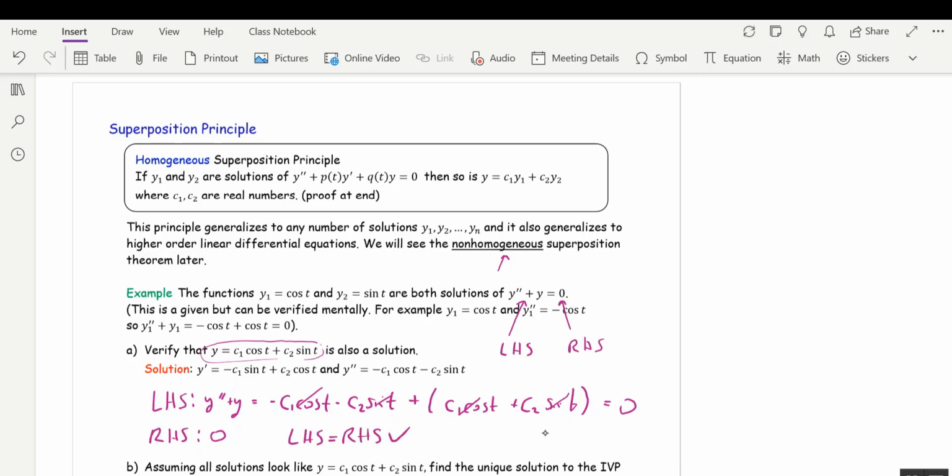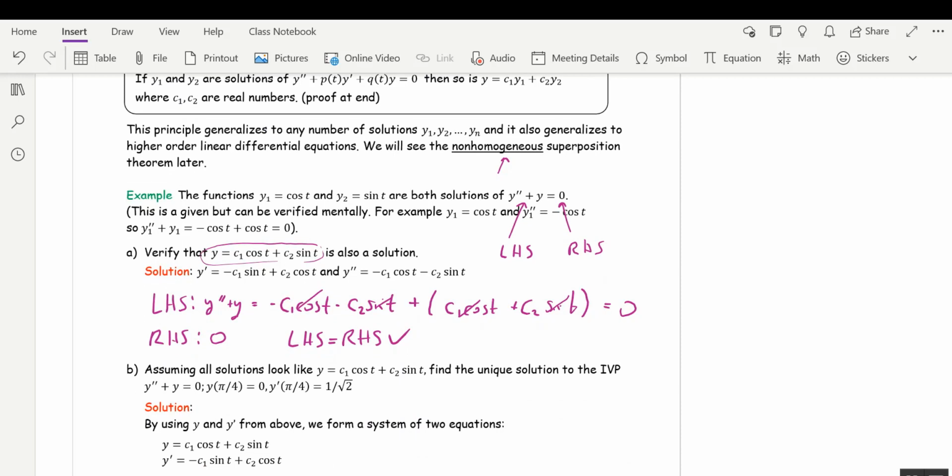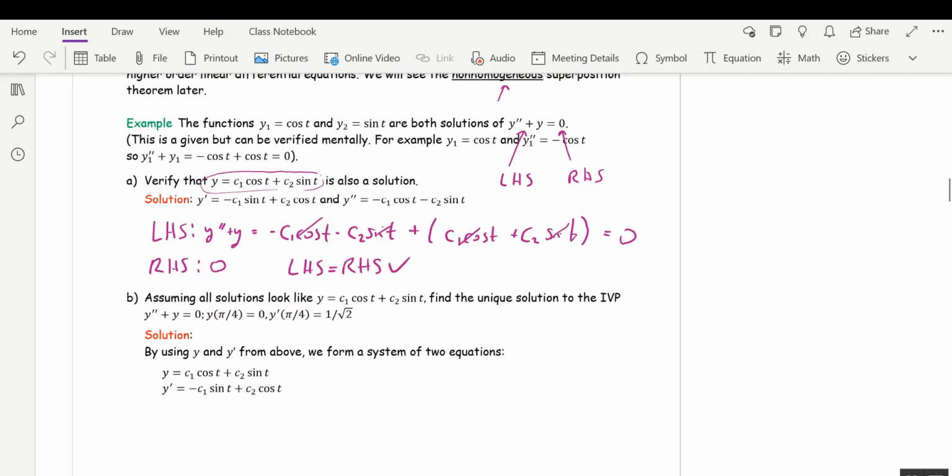When I take 2 solutions, I can multiply by any constant, and then add those together, and I still have a solution. Okay, assuming that all solutions look like that, which is a big assumption, find the unique solution to the IVP given by these facts here. And it's unique because of the existence and uniqueness theorem. So I've got y and I've got y prime. I need to use these 2 facts: y of pi over 4 is 0, and y prime of pi over 4 is 1 over root 2.